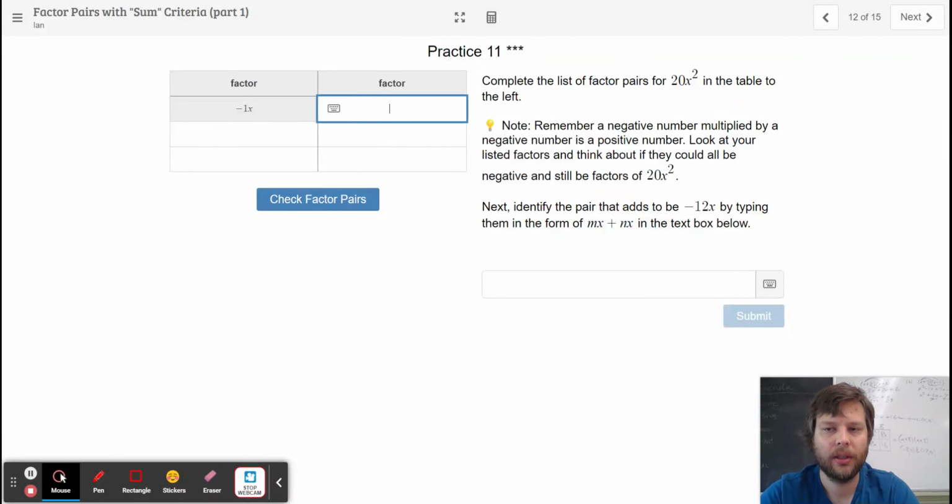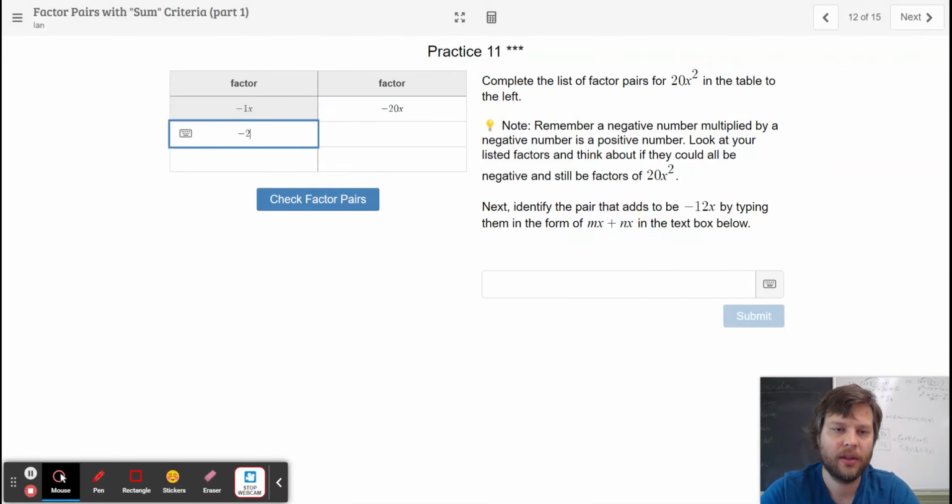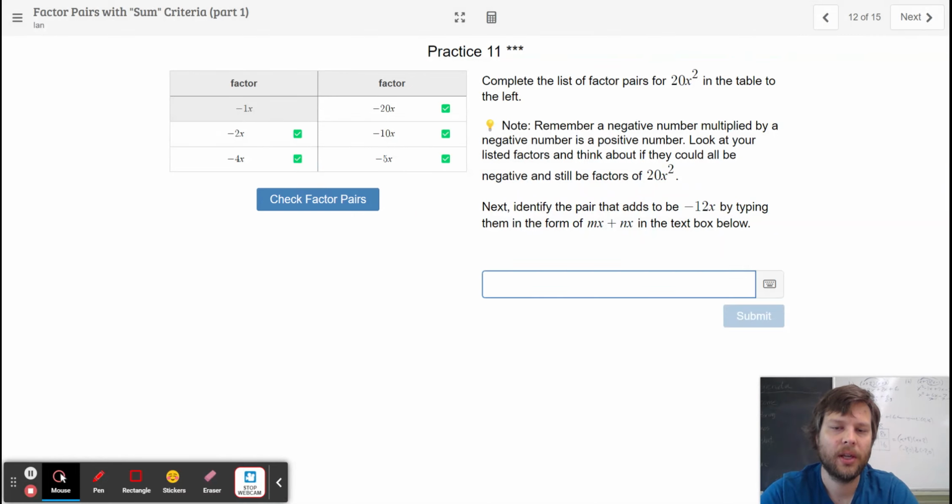One last one here with the negatives. 1 times negative 20, negative 2 times negative 10, negative 4 times negative 5. And we want to choose the one that adds to negative 12x. So that's negative 2x plus negative 10x.